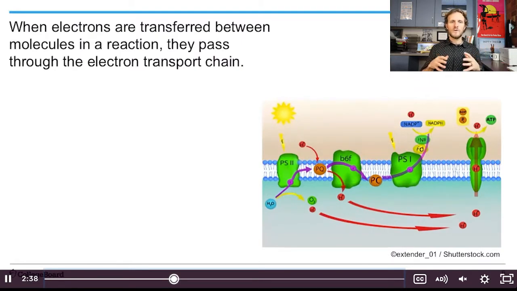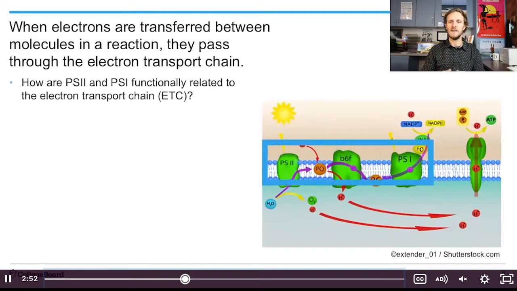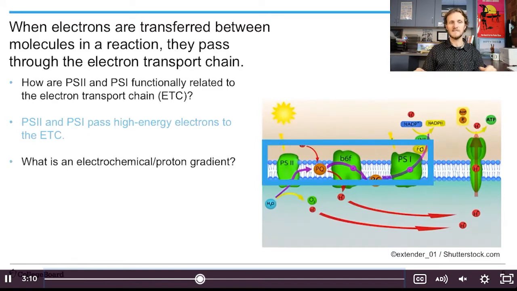When electrons are transferred between molecules in a reaction, they pass through the electron transport chain. Essentially that's just a chain of different steps along the way, ultimately to create ATP and NADPH. So how are these photosystems functionally related to the electron transport chain, or the ETC? Well, they pass high energy electrons to the electron transport chain. That's literally their job. Light charges up the electron, it gets excited, and then it passes it on.